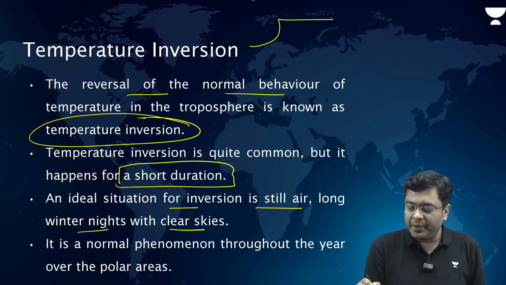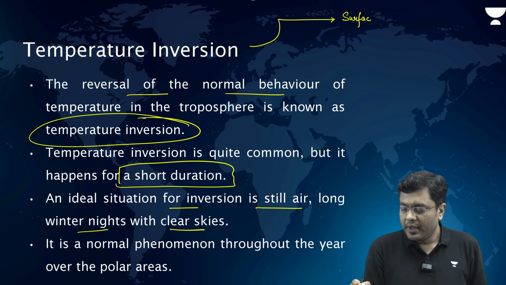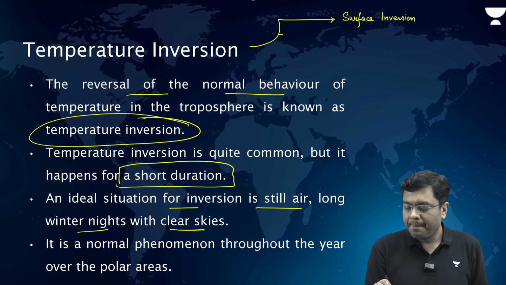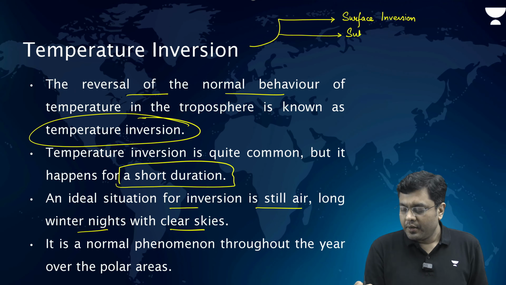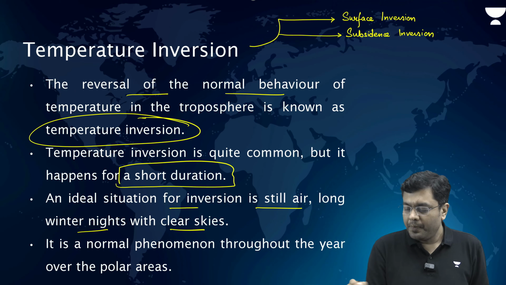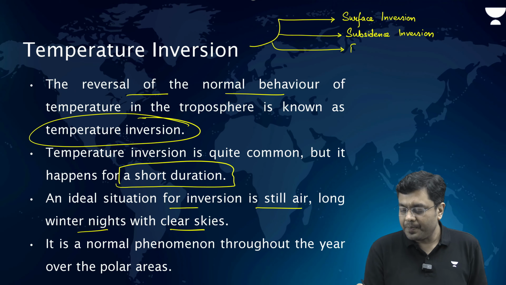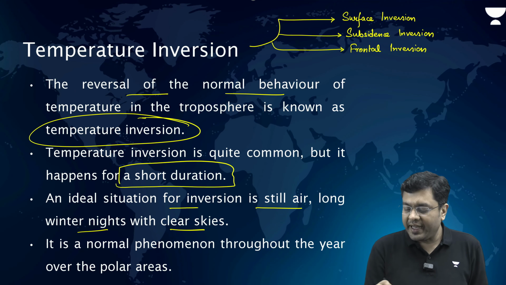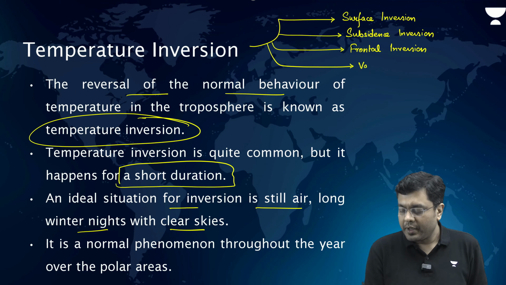The classification happens as surface inversion, then you have subsidence inversion, then you have frontal inversion, and also valley inversion. What are these? Let us take a look at them briefly and how they get created. Valley inversion.